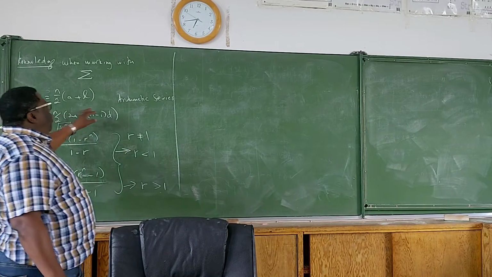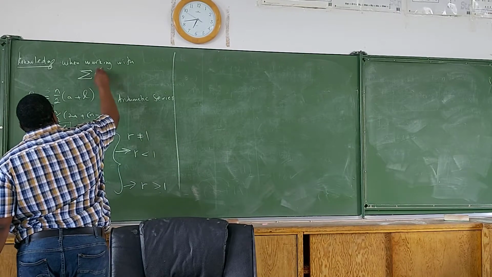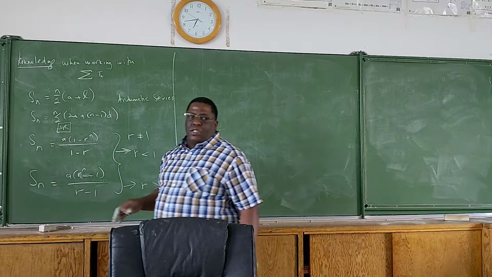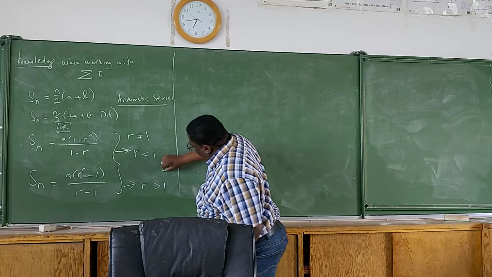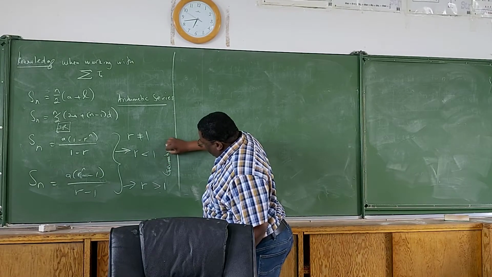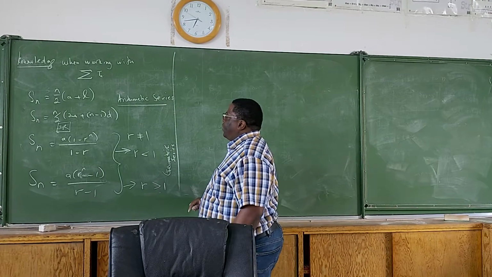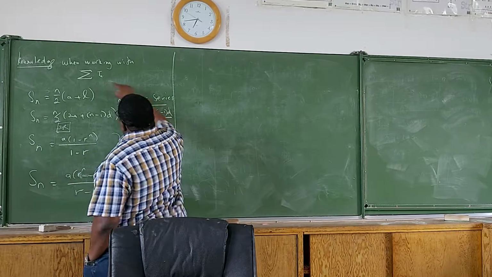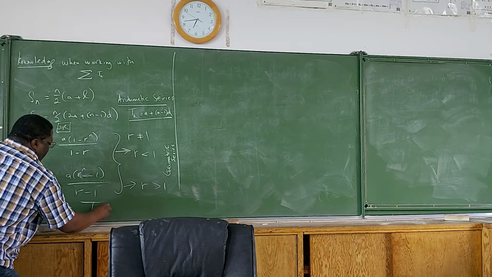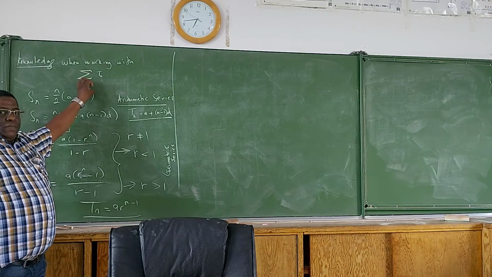You also need to know how to find the general term here. You need to know your T sub n. So you have to use T sub n as well. T sub n for arithmetic series is a plus n minus 1 times d. And on this side, for geometric series, T sub n becomes a r to the power n minus 1. So basically, all the formulas that we have been covering are used here.